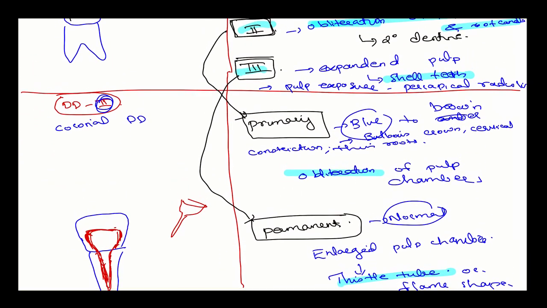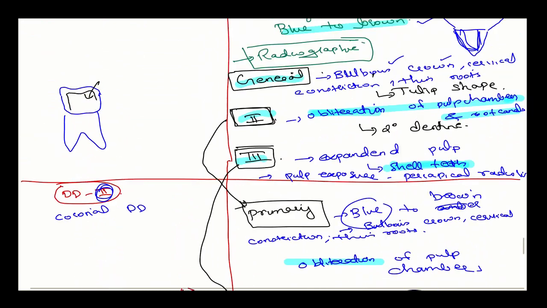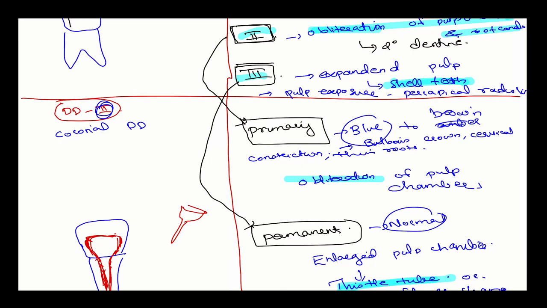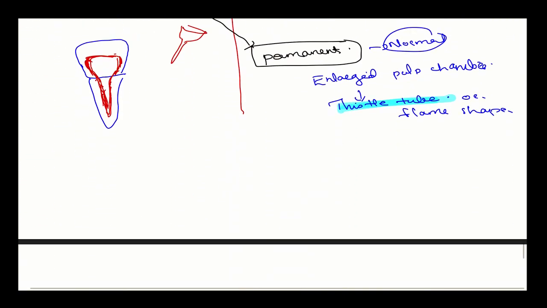So type 2, type 3 and primary, permanent, the radiographic features are almost similar. The difference is type 3 is basically shell teeth and the permanent is thistle tube or flame shaped. So this is the classification or the description of dentinogenesis imperfecta and dentine dysplasia. You have to just learn it once again. Everything I've explained can come as a question, so you have to remember this chart, revise 3-4 times, and this chart will go into your mind as a photographic memory.